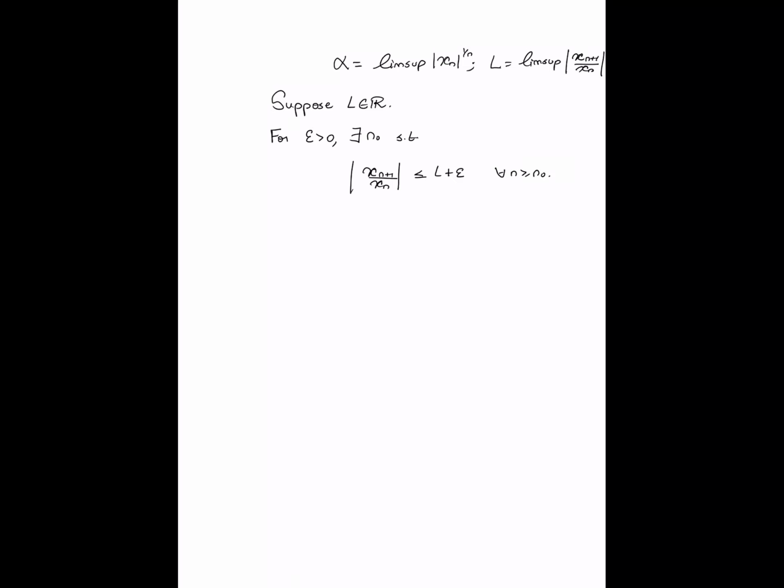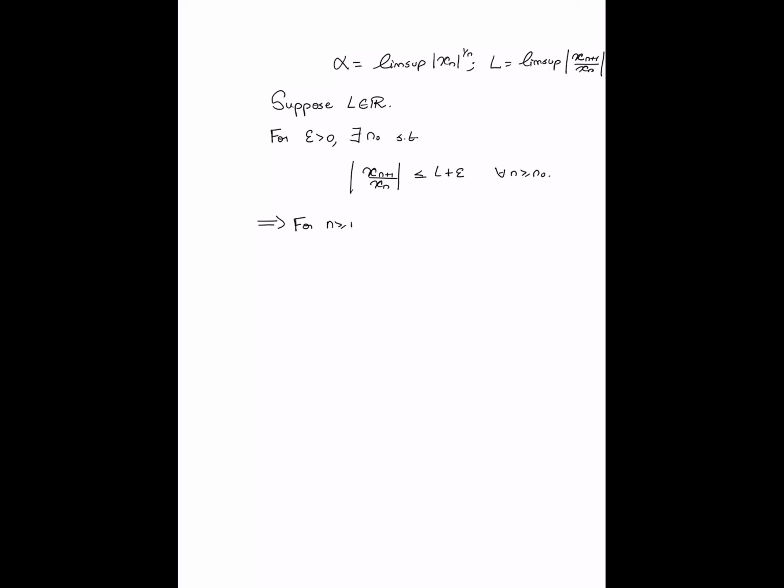the fact that L is the lim sup of a certain sequence implies that if you take any number which is more than L, in this case that's L plus epsilon, then beyond a certain point the sequence is going to be less than or equal to L plus epsilon. Okay, this follows from the fact that L is in fact the lim sup of the sequence mod xn plus 1 by xn. What that implies is that mod xn plus 1 is less than or equal to L plus epsilon times mod xn. Now, if you apply that inductively, you can easily come to the following conclusion.